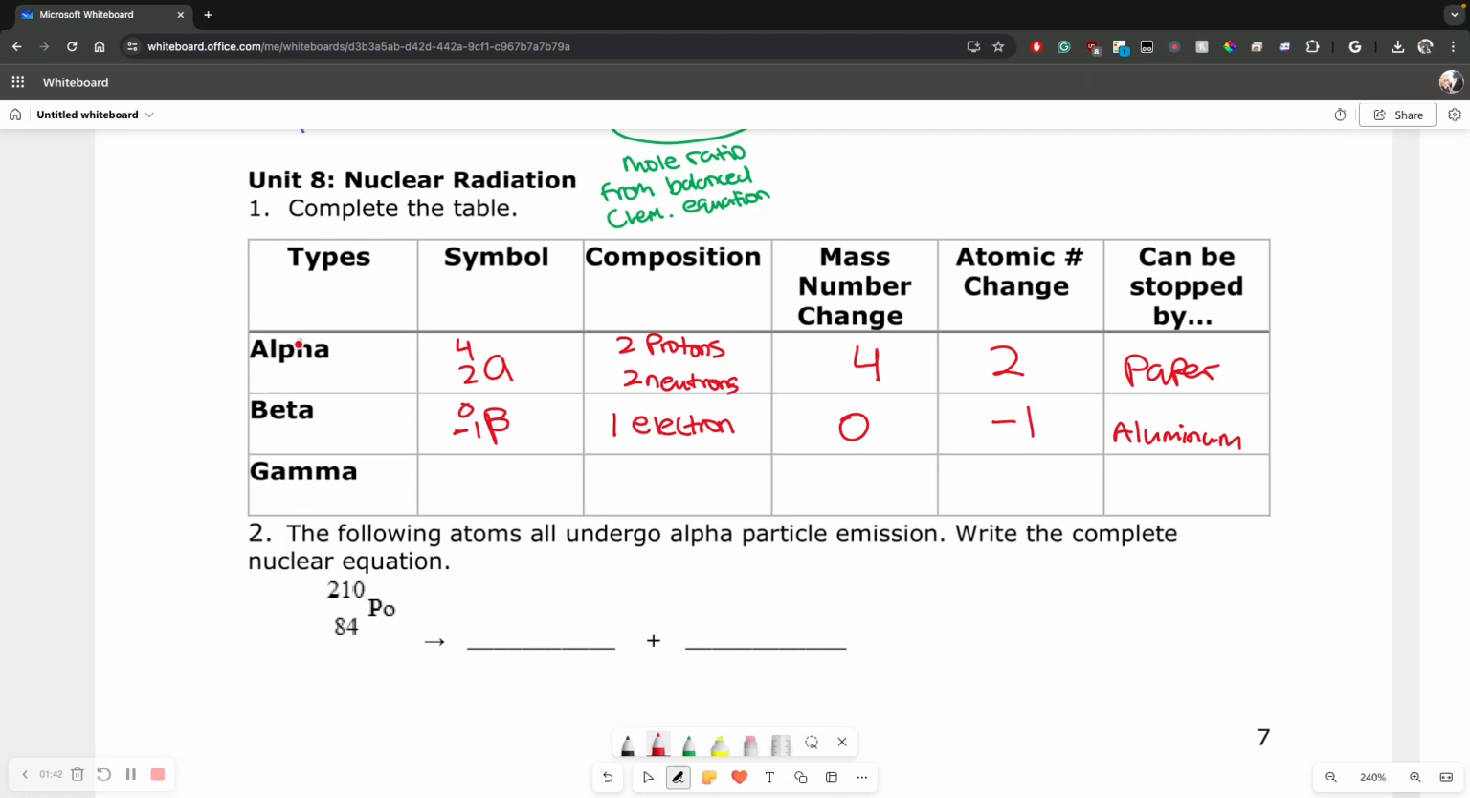And as you probably noticed, as you go down from alpha to gamma, the strength increases. So the more you go down, the stronger it is.